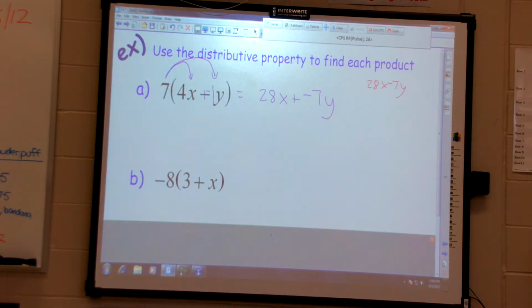-8 times 3 plus x. So you said change the signs in the parentheses? I always change my subtraction to plus the opposite. But if it's addition, there's no need to change it. Okay. So here, distribute. What's -8 times 3? -24 plus -8 times x. -8x. Yeah? Should be easy.